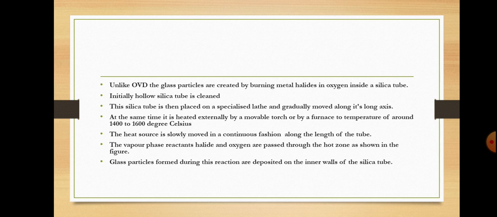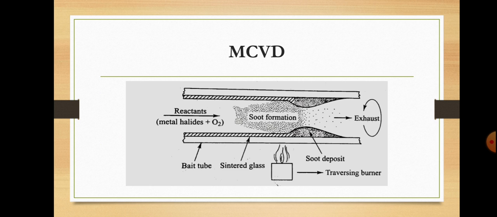The vapor phase reactants such as halides react with oxygen in the presence of this temperature, and they are passed through the hot zone, which is shown in the figure. You can see here the reactants such as metal halides react with oxygen at high temperature, and they will move inside the tube and form soot, or glass particles. Porous glass particles are formed inside the tube.